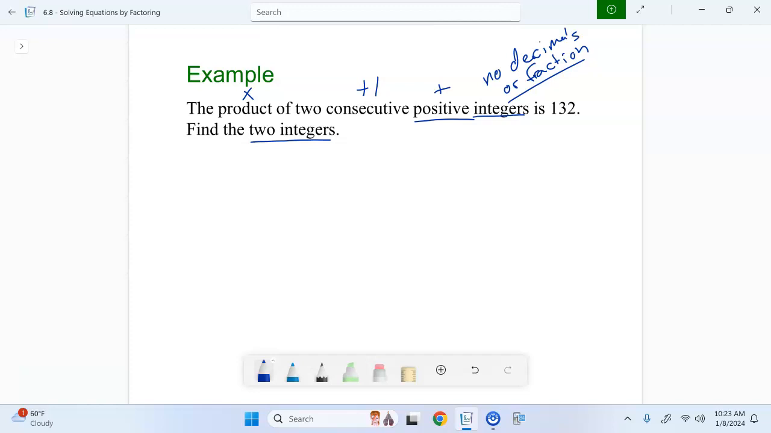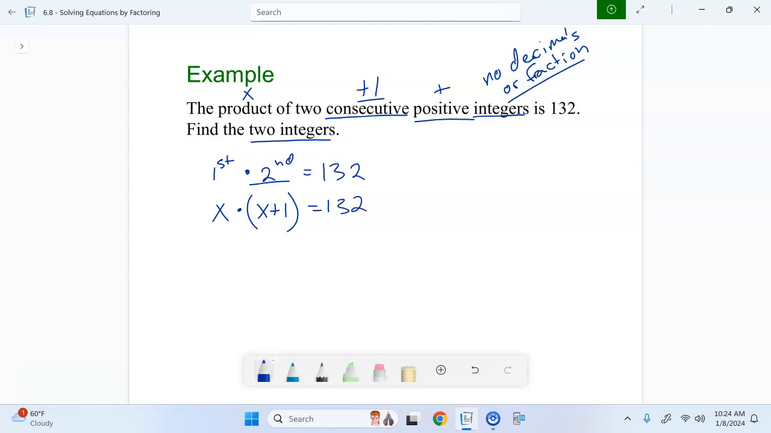So we can write an equation. So we're going to have our first number times our second number, and that has to equal 132. Well, our first number we can just use as x. We don't know what our first number is. But our second number has to be consecutive to the first. And consecutive means we're going to add 1 to it. So our second number is going to be our first number plus 1. And that product is 132.